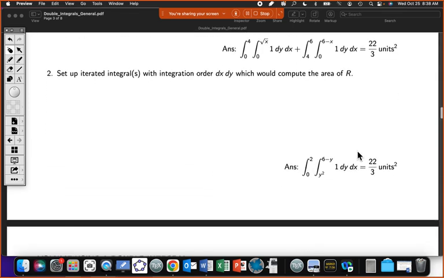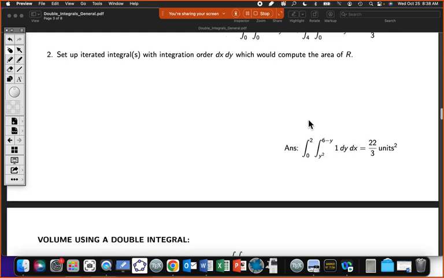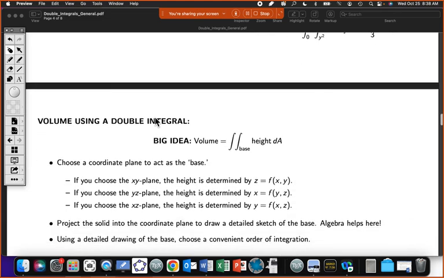And I'll leave it to you to go through and get the actual value here. And since it's area, it'd be units cubed, or units squared rather.